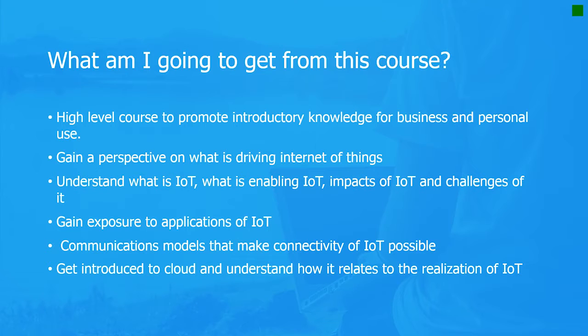We will look at many examples of how things, meaning devices, are used in Internet of Things. With communication between devices and Internet a key aspect, we will look at 4 communication models that make it possible for things to be connected.